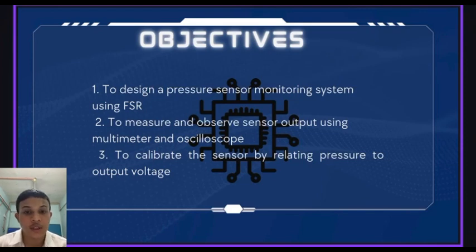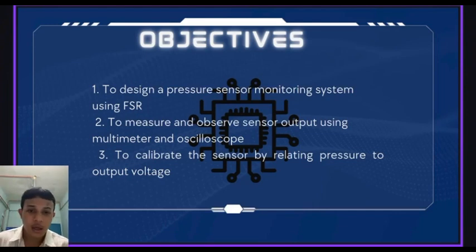Emphasis is also given to circuit design ability and ensuring accurate signal transmission for monitoring purpose. Second, to measure and observe sensor output using multimeter and oscilloscope. This objective focuses on analyzing the output signal generated by the pressure sensor.